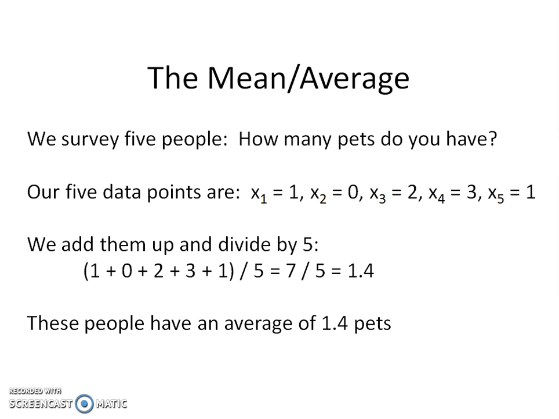So if I want to take the average of that, what do I do? I add them up. I divide by 5. 1 plus 0 plus 2 plus 3 plus 1 is 7. 7 divided by 5 is 1.4. These people have an average of 1.4 pets.